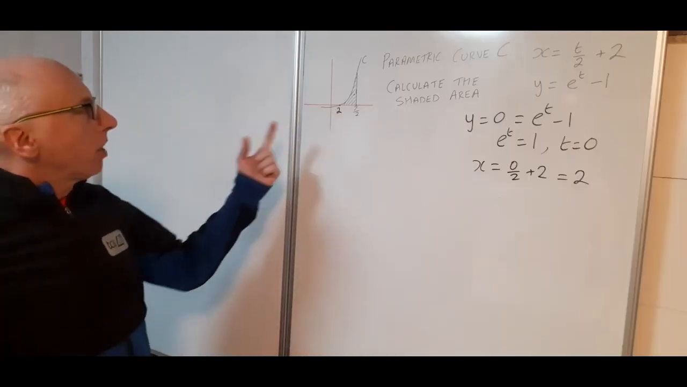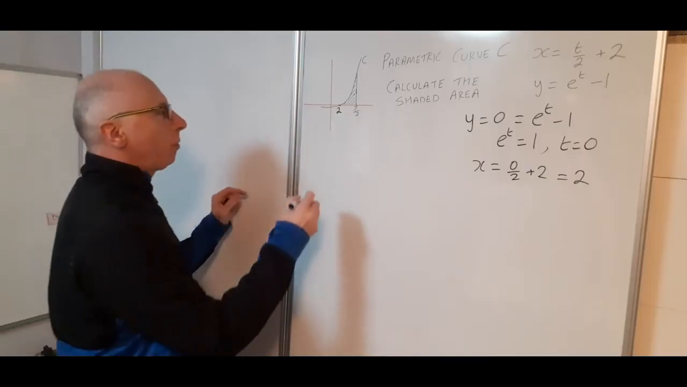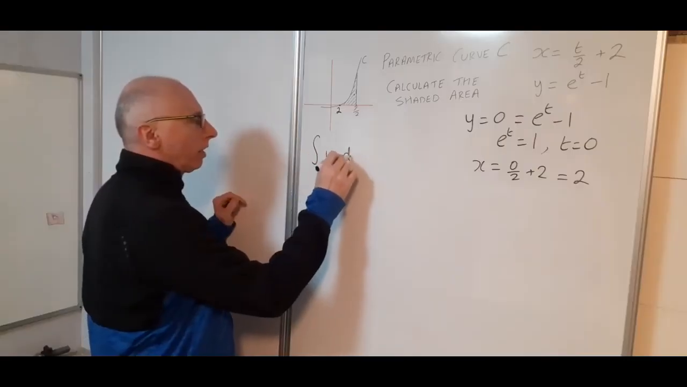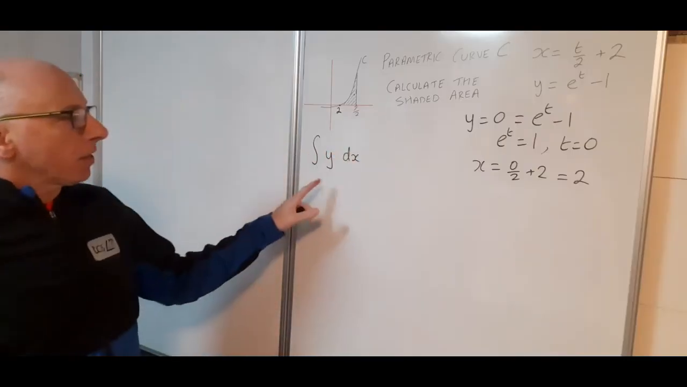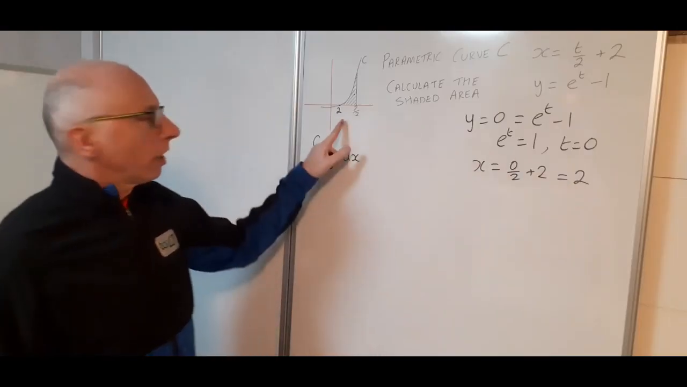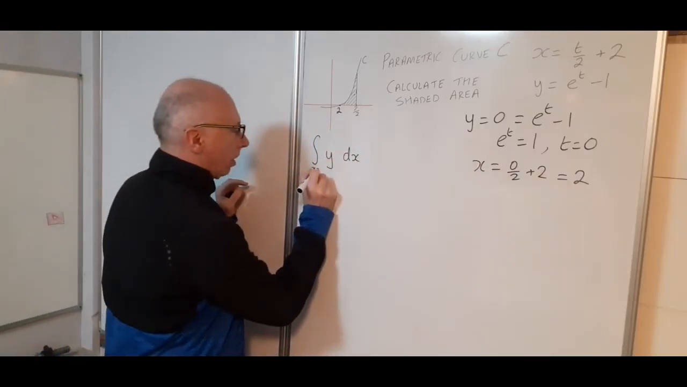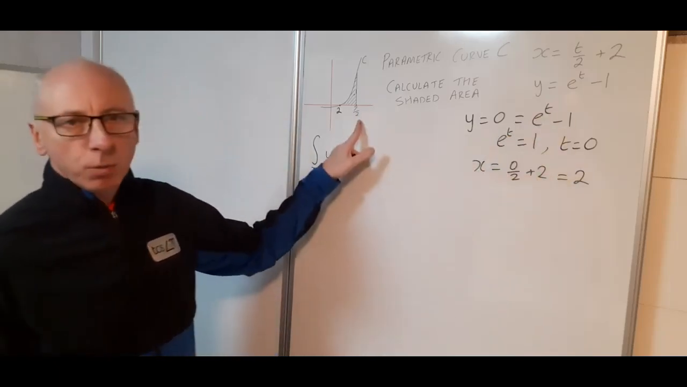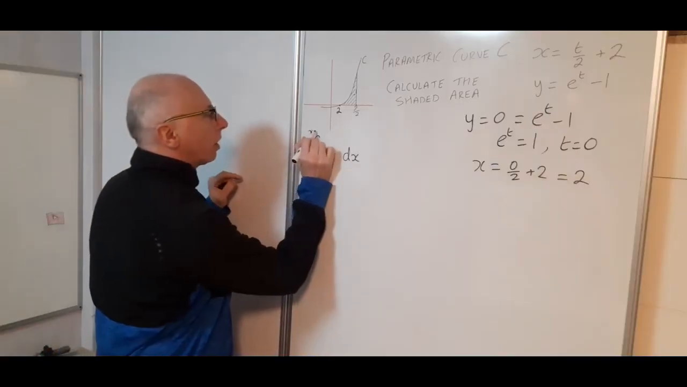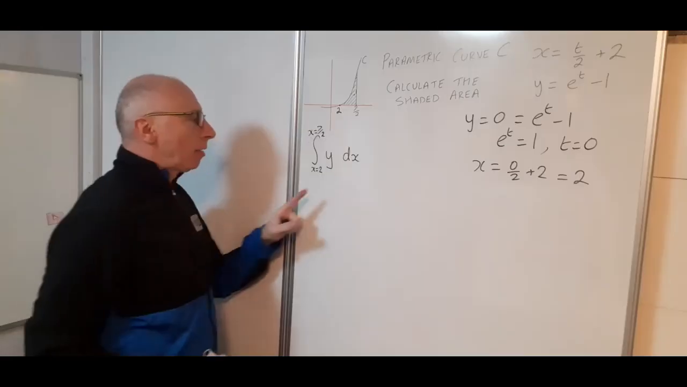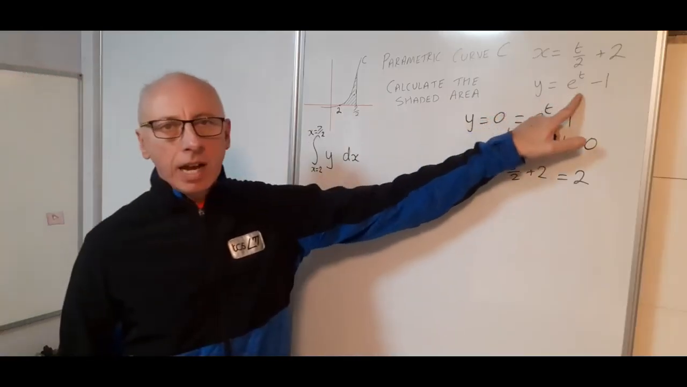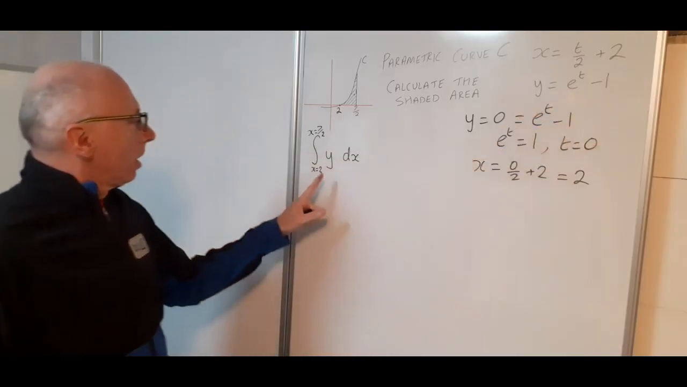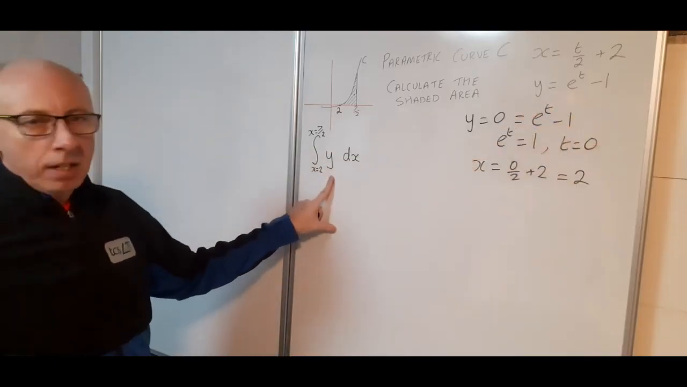Now, to find the area under a parametric curve, my formula for my integral is the integral of y dx. And I've got x equals 2 as my first point. And for my upper boundary, I've got my x equals 7/2. Okay, now my y is defined as a y of a variable t. So y is e to the t minus 1.